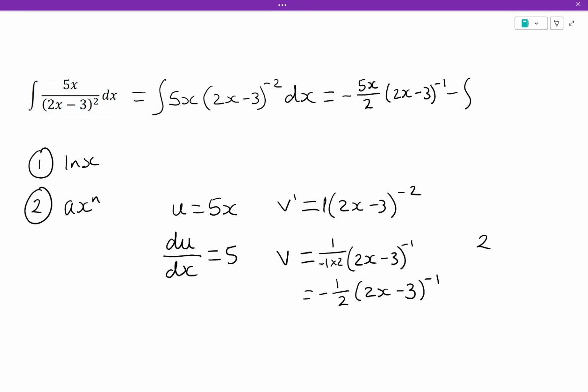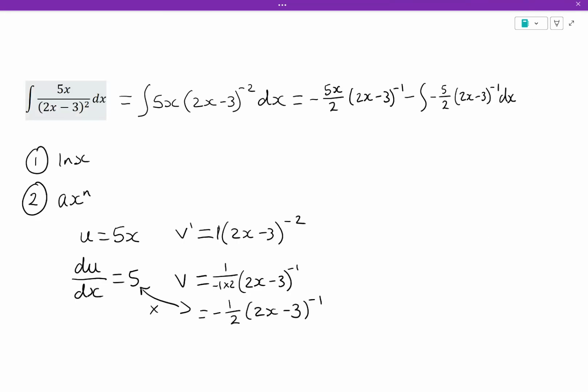So in my layout, that's going to be the bottom row. That's going to be the 5 multiplied by the negative half, (2x subtract 3) to the negative 1. When I multiply those, I'm going to get negative 5 over 2, and then (2x subtract 3) to the power of negative 1 with respect to x. What I'm going to do next, just to make life a bit easier, is this numerical factor in the integral, I'm actually going to pull that out.